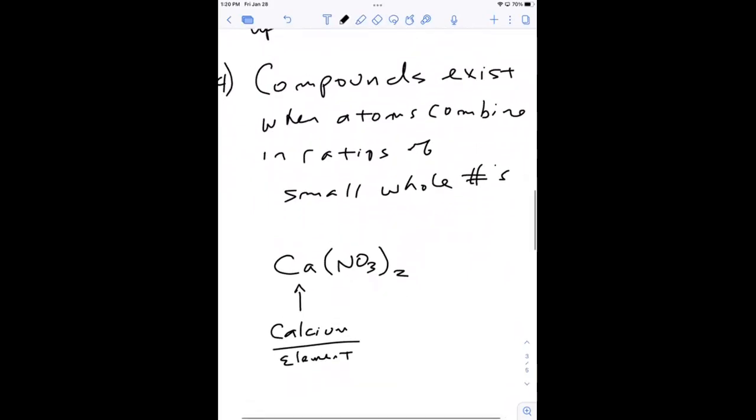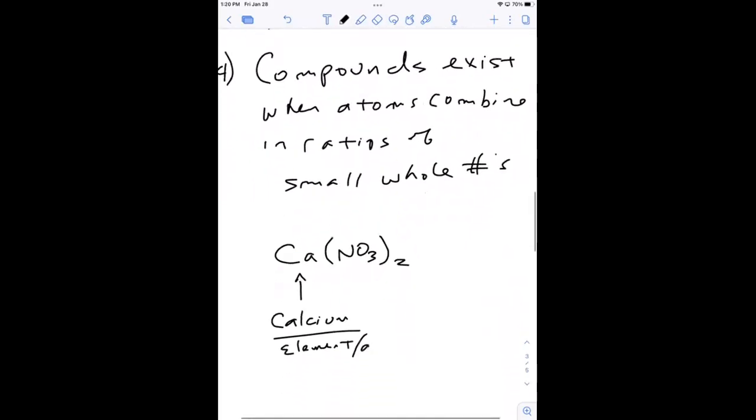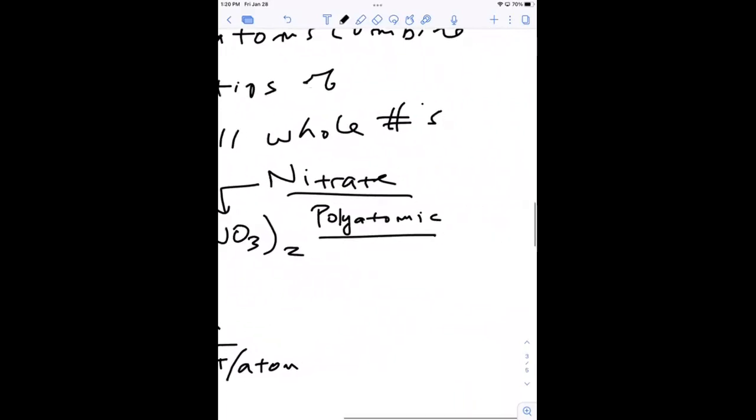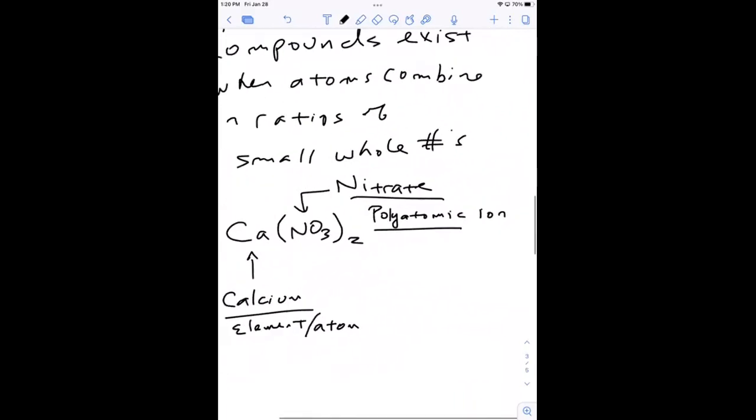Is the element, right? So you have an atom of the element calcium combining with what we call nitrate ion, which we also call a polyatomic. Just write this term down. This is a very important term. We're going to talk more about it later. But this is a polyatomic ion.